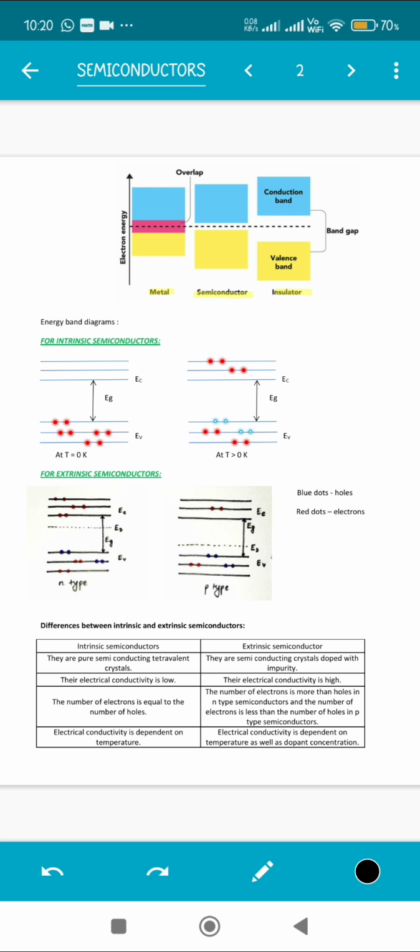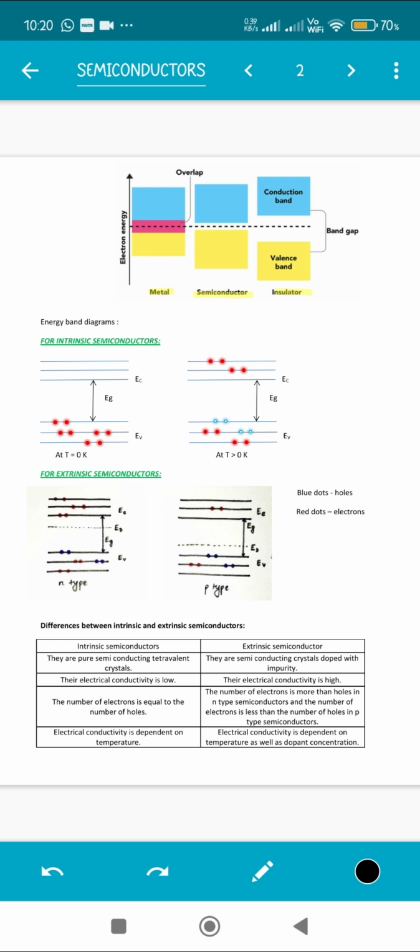I told you at the beginning itself that in intrinsic semiconductors, the number density of free electrons will be equal to the number density of holes. But in extrinsic semiconductors, in N-type, the electron density will be more, like we just saw in the diagram. And in case of P-type semiconductors, the number of holes will be more. So if a semiconductor crystal is given to you and you're seeing that the number of holes is more as compared to the number of electrons, that means it is a P-type semiconductor, and vice versa.